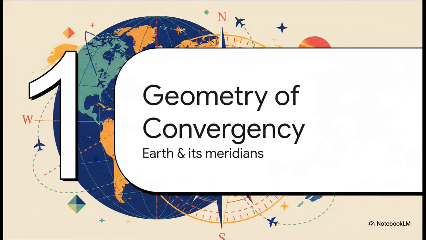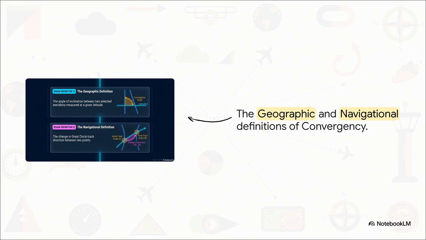Starting with Part 1, the geometry of convergency and understanding the Earth's shape. Right off the bat, it is absolutely crucial to realize there are two exact definitions you're going to face in your exams. First, there's the geographic definition. This says convergency is the angle of inclination between two selected meridians measured at a specific latitude.